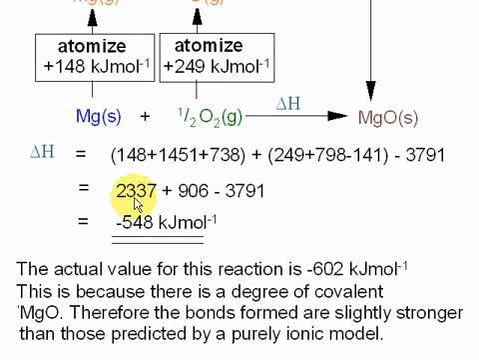Calculation continues, so there's the magnesium side, this is the oxygen side, this is the lattice energy side, gives you overall a negative enthalpy change as you'd expect. Worth noting that the actual value for this reaction is slightly more exothermic, -602 kilojoules per mole, and this is because there is a degree of covalent character in magnesium oxide, and therefore the bonds formed are slightly stronger than those predicted by a purely ionic model, and Born-Haber is a purely ionic model.